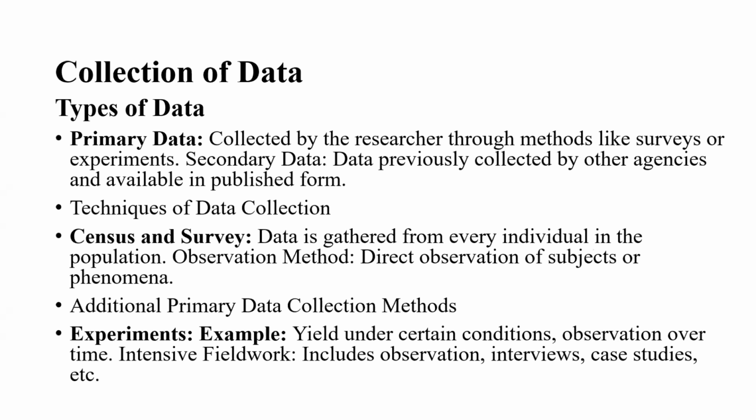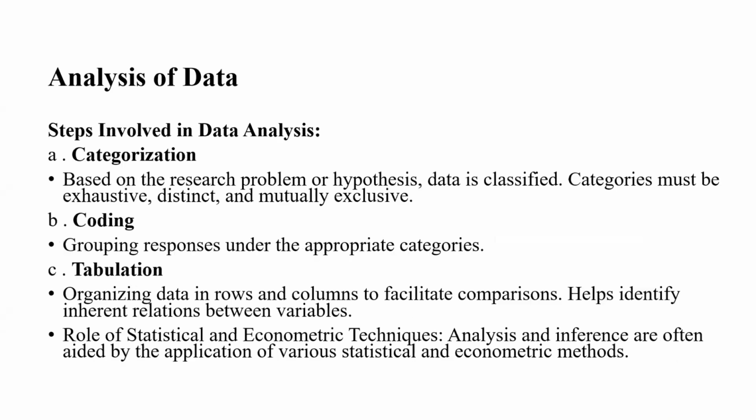Next one, data collection. Types of data. The first one, primary data. Primary data is collected by the researcher through methods like survey or experiment. Secondary data is data previously collected by other agencies or available in published form. Techniques of data collection: the first one is census survey.